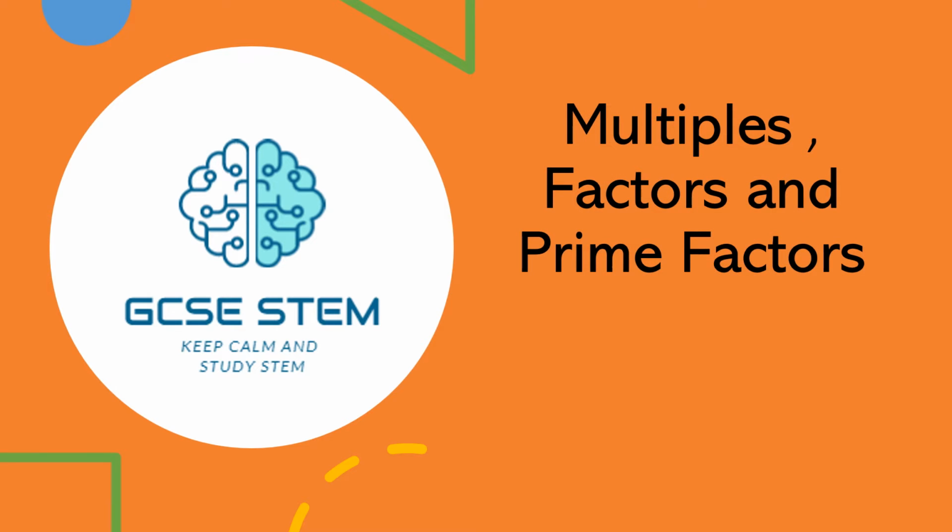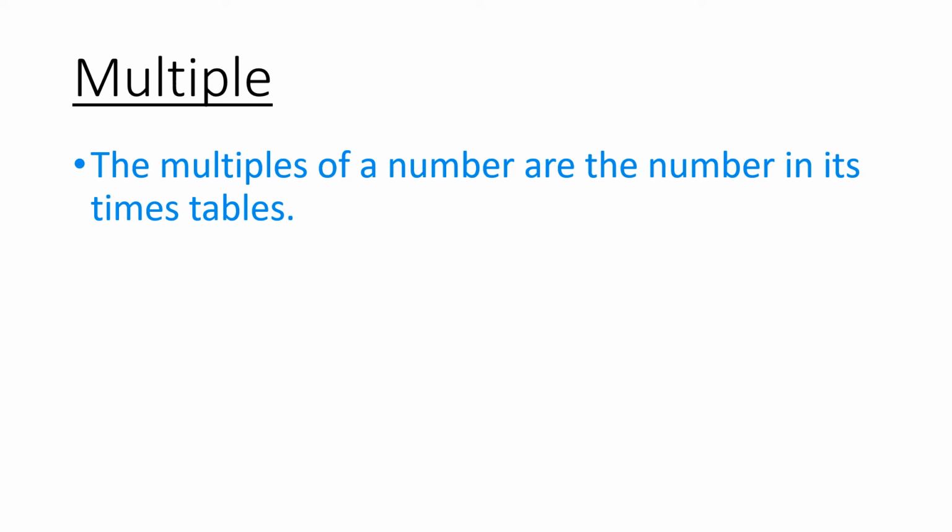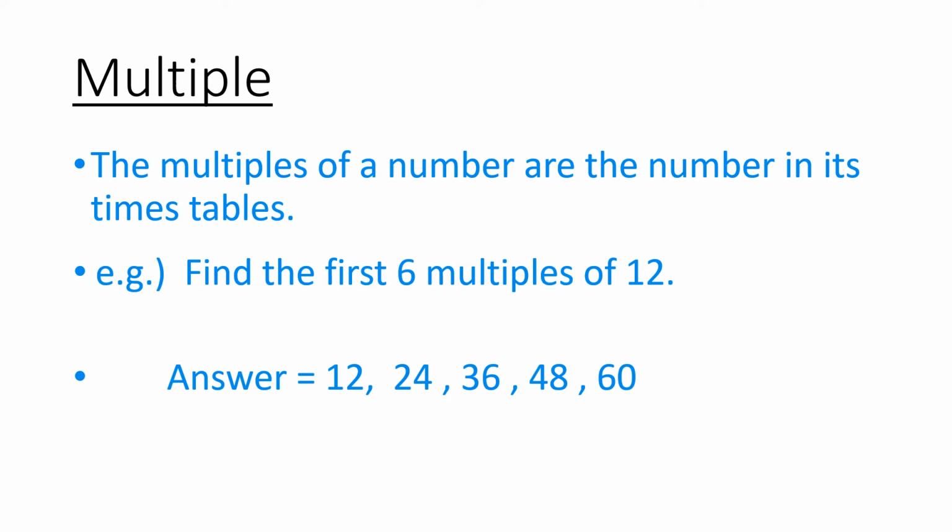In today's video we are going to be covering multiples, factors and prime factors. Now if we start off with multiples. The multiples of a number are the numbers in its times tables. So for example, if we were asked a question such as find the first 5 multiples of 12, the answers would be 12, 24, 36, 48 and 60, as they are the first numbers that go exactly into 12.